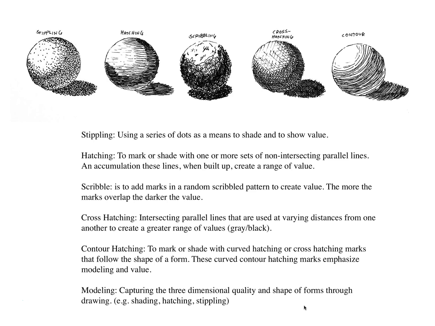Scribble is to add marks in a random scribble pattern to create value. The more mark overlap, the darker the value. We can see that here, that the more overlap there is in the shadow as well.